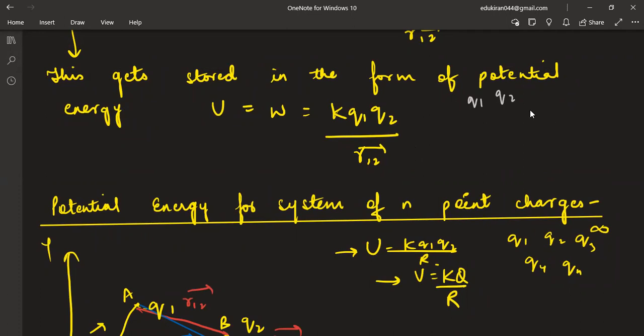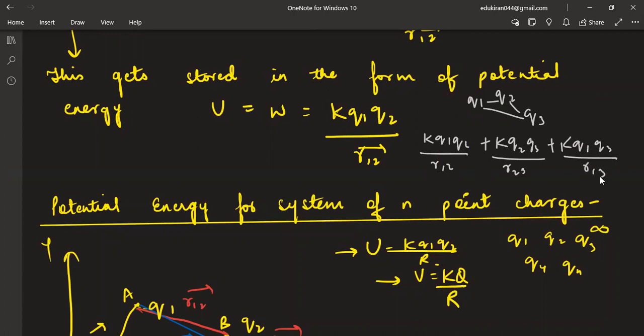Now see, suppose a third charge Q3 is kept. So how will you write? You will calculate the number of interactions. So Q1, Q2, Q3, all are separated. First interaction you will write about Q1 and Q2, that is K Q1 Q2 by R12. Then you will write about Q2, Q3, so plus K Q2 Q3 by R23. Then 1, 3, plus K Q1 Q3 by R13. Like this, you will mention it. Understood? So however many charges are given, you will keep on adding.